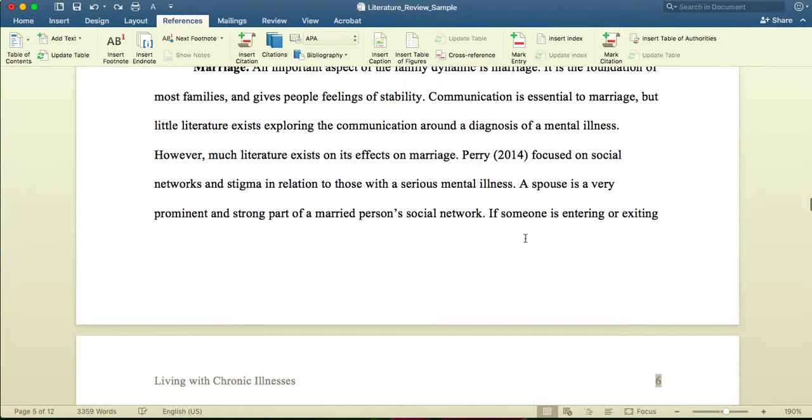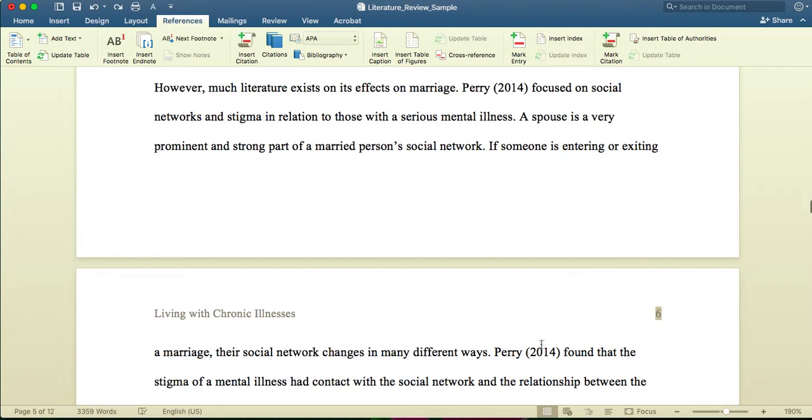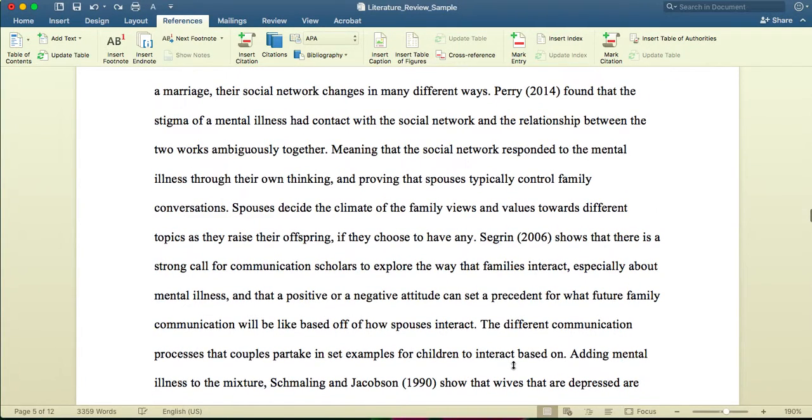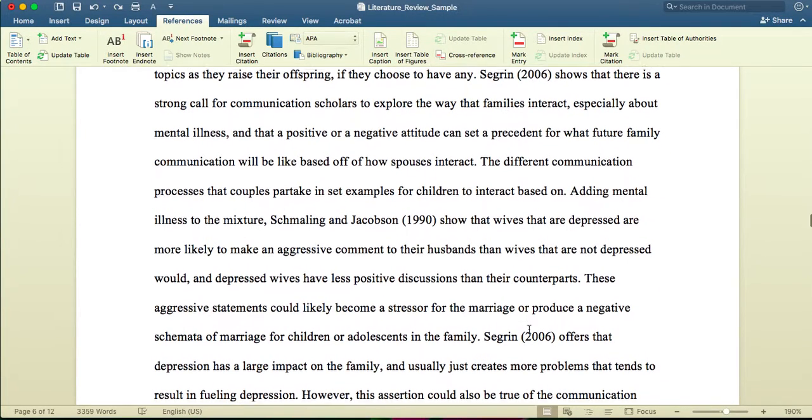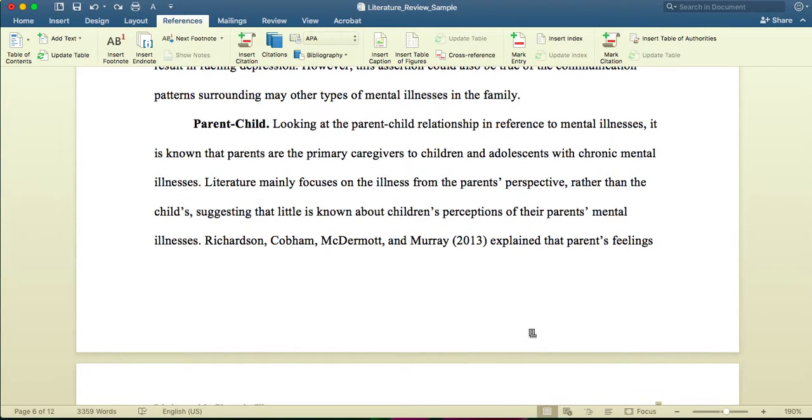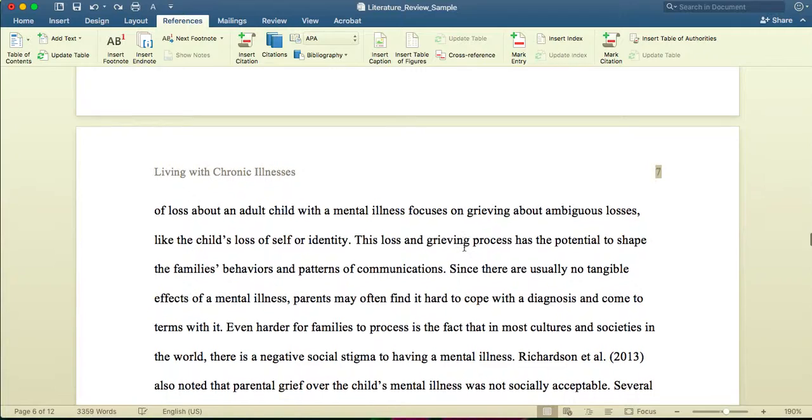She's got one citation here by Perry, repeats some information from Perry's work, talks about Segren, and then also Schmeling and Jacobson, Segren again, and then looks at the parent-child relationship. That's the second theme that she found as far as chronic mental illness is concerned. And then notice here, she's got a citation here.